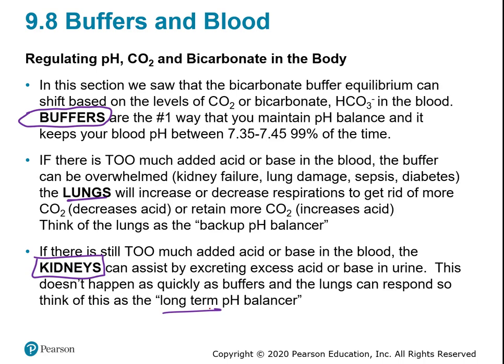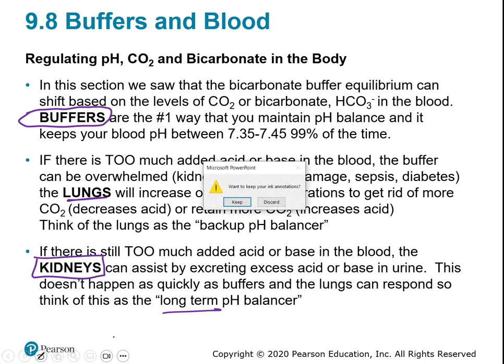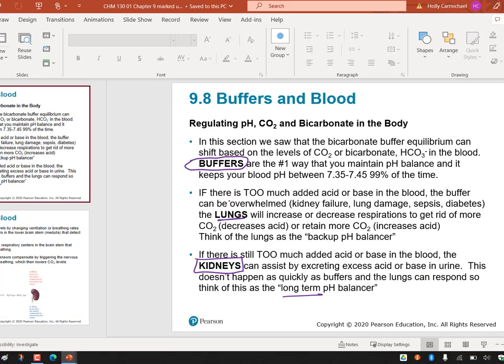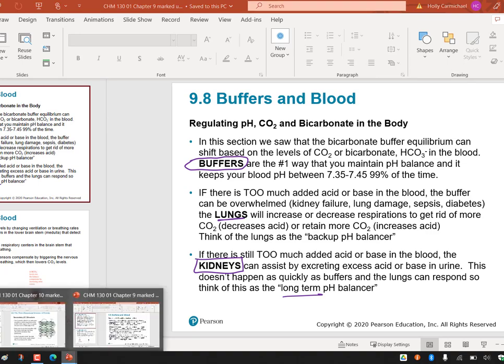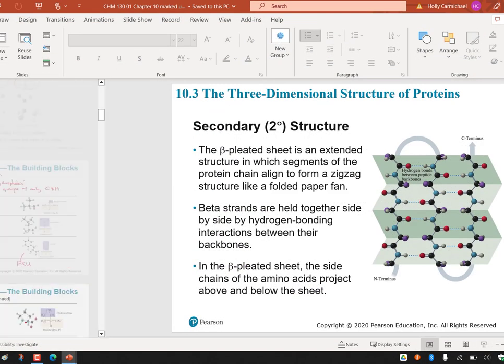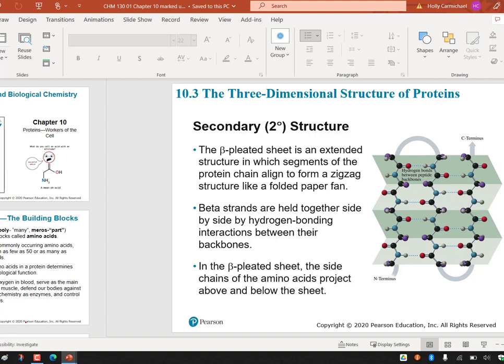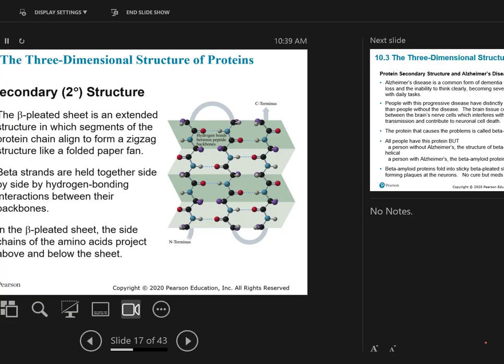Okay, so that finishes pH, and this is really the health connection that I wanted to make with pH, along with just measuring pH. So this rolls us into chapter 10. Chapter 10 is all about proteins.